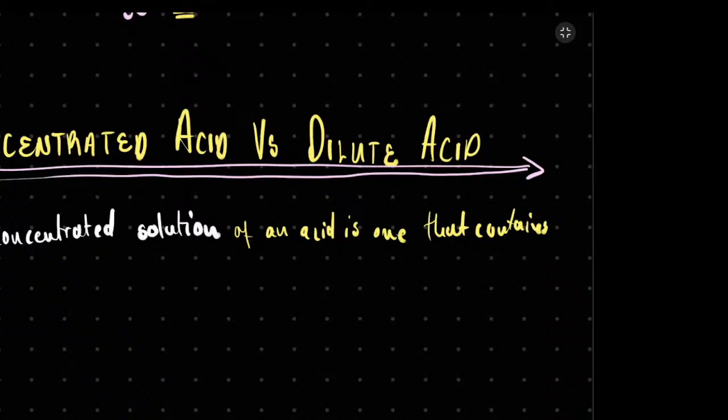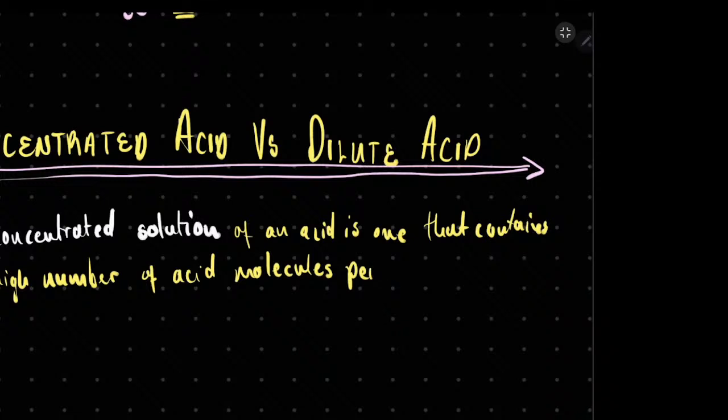Right? A concentrated solution of an acid is one that contains a high number. Whether you are strong or weak, that's not the subject right now. There is a high number of acid molecules per liter. So we say per dm cubed of solution. Oh, there's so much acid in here. This is a concentrated solution. But it has nothing to do with strong. Still, the weak acid will be concentrated, but still it won't dissociate completely.